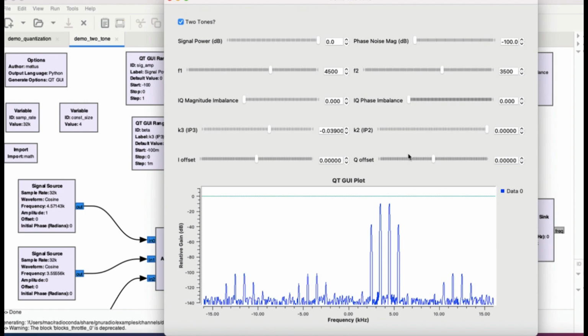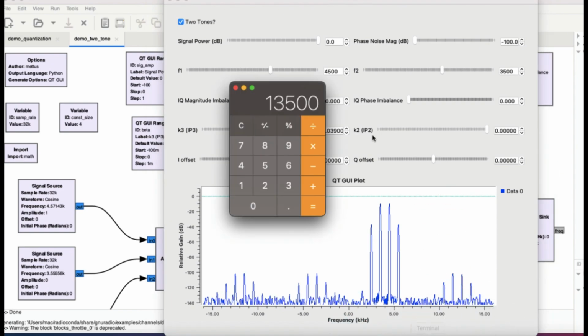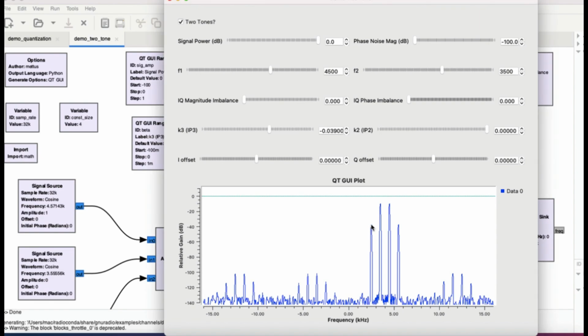You'll also see a component at 3 times f2. You'll also see a component at 2 times f2 plus and minus f1. So let's do that calculation as well. 2 times f2, which is 3500, minus f1, which is 4500. So at 2500, you will also see a component at 2.5 kilohertz, and indeed, we're seeing a component at 2.5, and so on. So we start seeing these intermodulation products which are happening at IP3s.